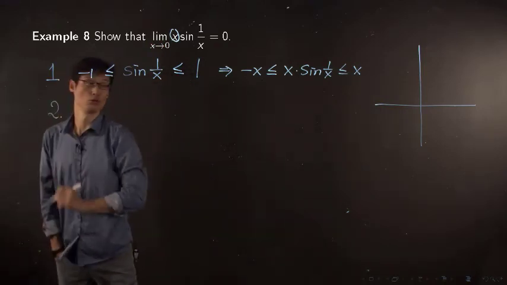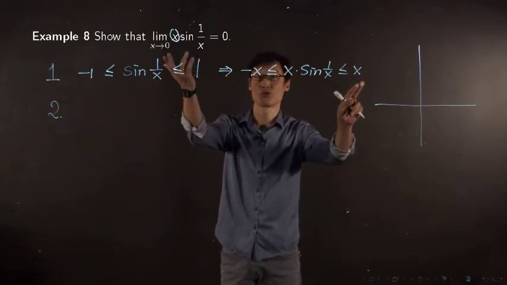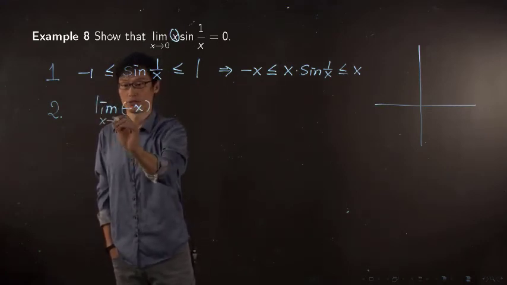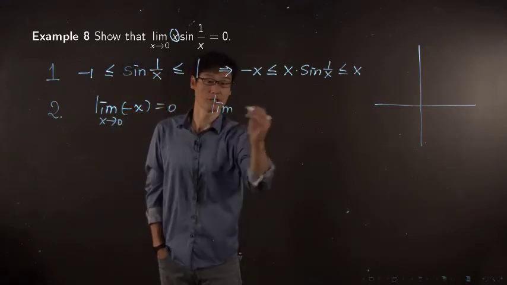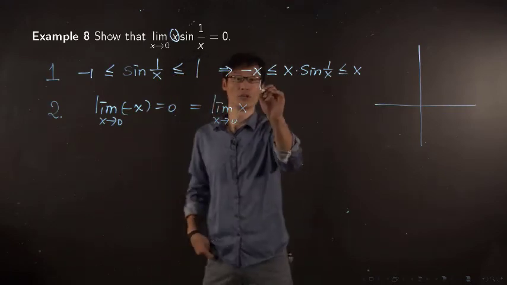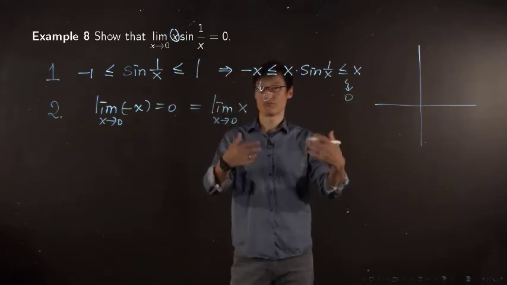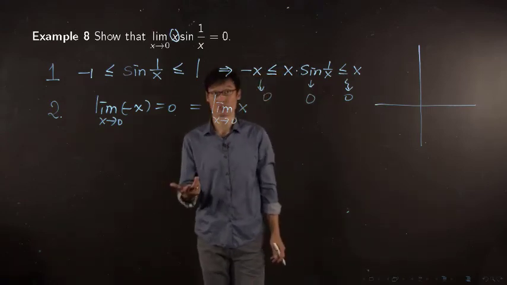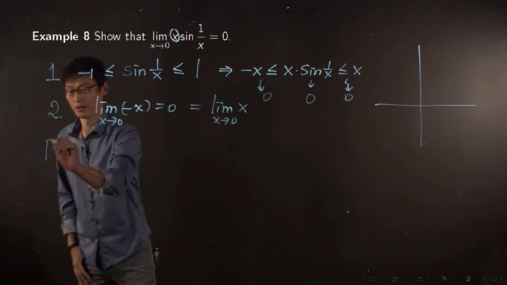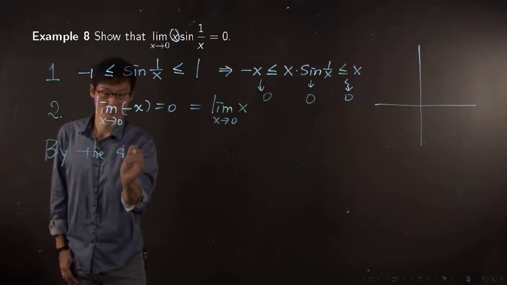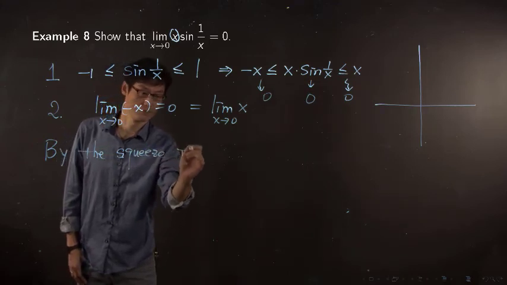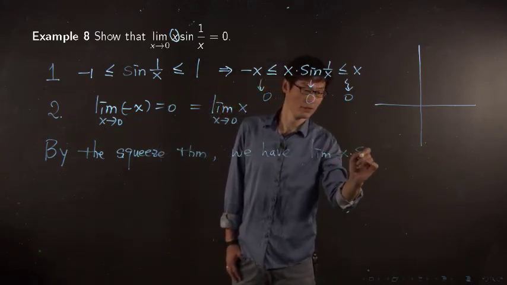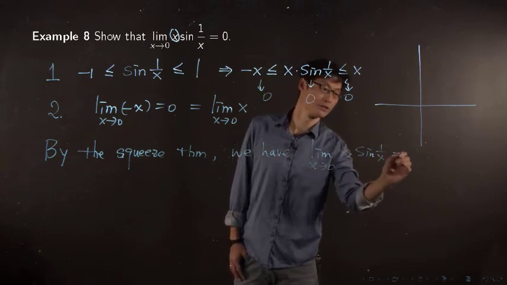Number 2, you look at the limit of the two outer functions as x approaches 0. The limit of the first function is 0, and the limit of the second function is 0. So this one goes to 0, this one goes to 0. That implies the middle function has to have the limit 0 as x approaches 0. So we are done. By the squeeze theorem, we have the limit is 0.